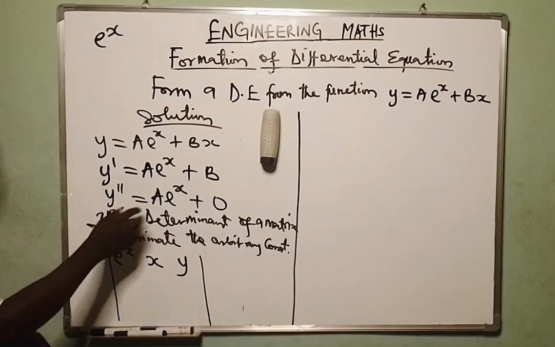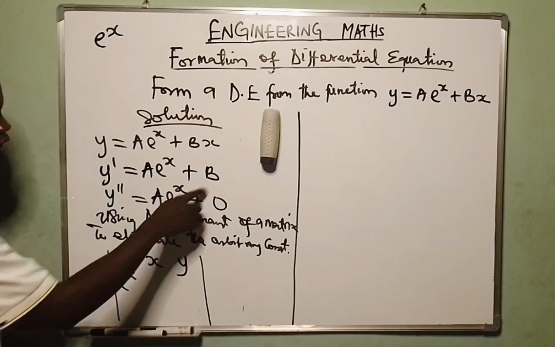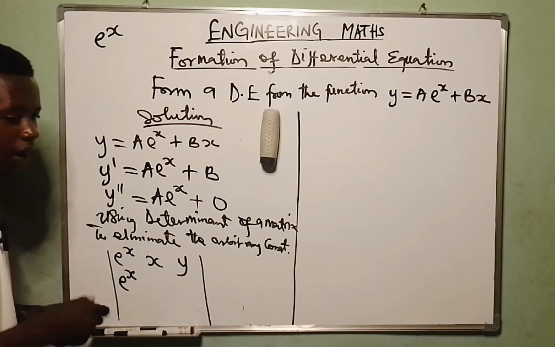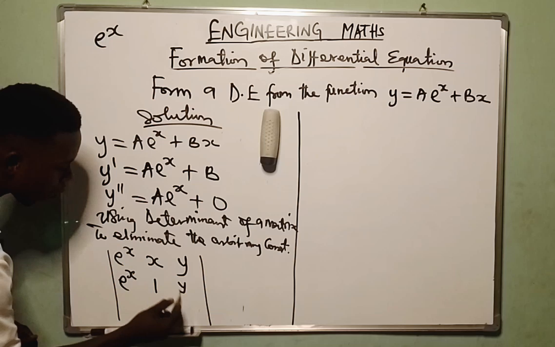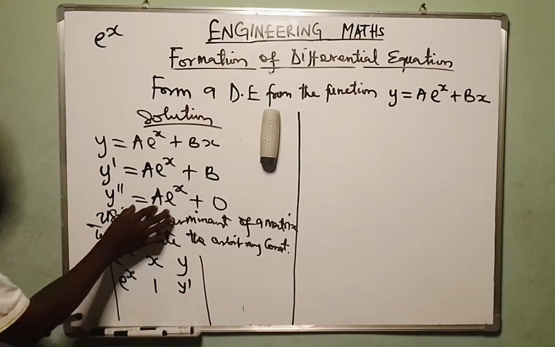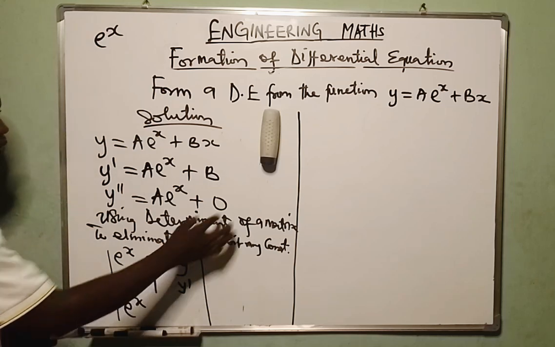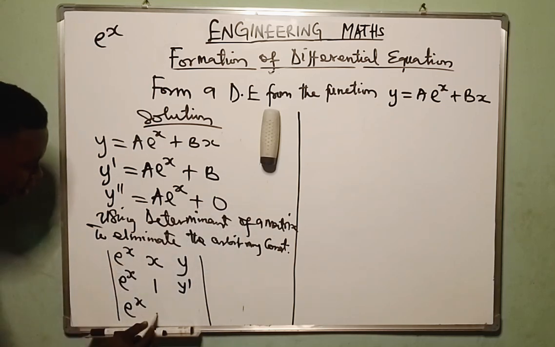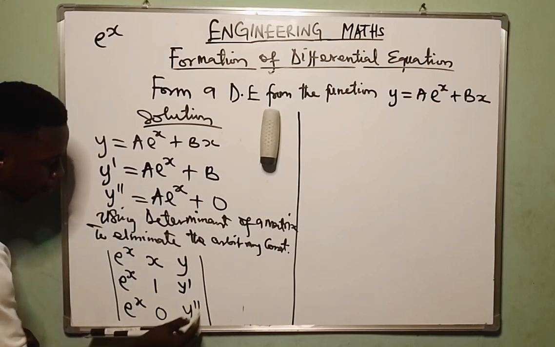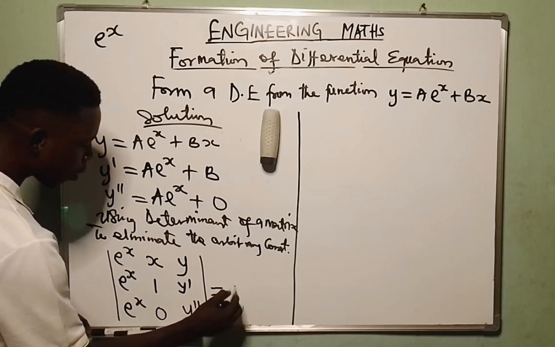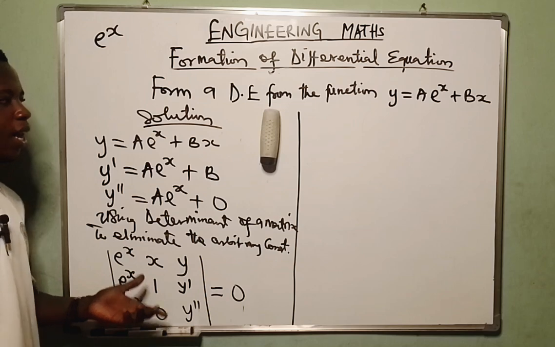Now come to the second one. What is the coefficient of your a? The coefficient of your a is e^x. The coefficient of your b here is 1. Don't write b, it is 1. And then that function is y prime. Now come to this one. What is the coefficient of a? We still have it as e^x. What is on this other part? We have it to be 0. And then that function is y double prime. Now you equate this to 0.